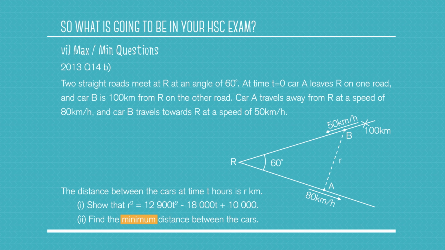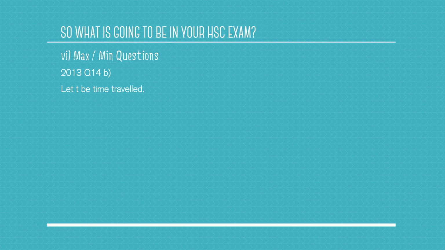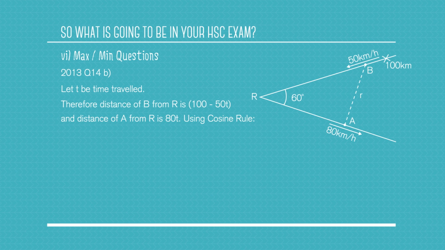I ran through this one very quickly because it was an interesting little take on this. Let t be the time travelled, and we then write down what we expect our 2 distances would be. Most people would realise it's not a right angle triangle, but I'm finding a length in a triangle, so it's probably going to be a cosine rule.